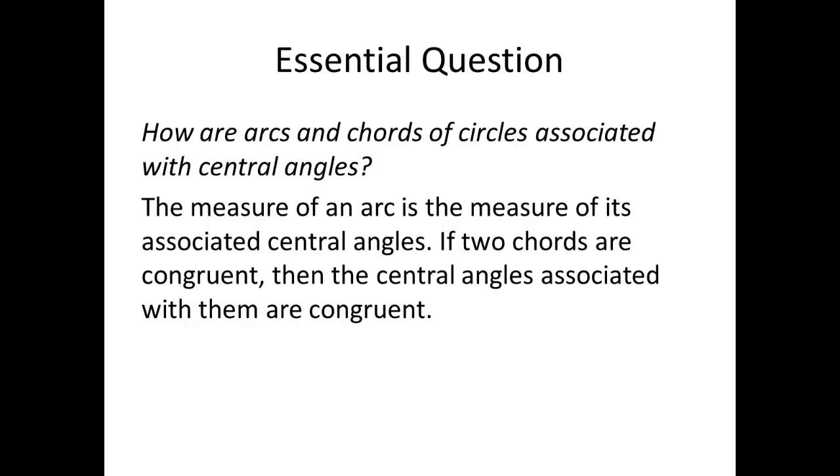Okay, so we addressed the essential question. How are arcs and chords of circles associated with central angles? Well, the measure of an arc is just the measure of its associated central angle. If two chords are congruent, then the central angles associated with them are also congruent. We're going to see this in class. We didn't talk about it during these online notes, but we're going to do an experiment during class that will show that if two chords are congruent, then the central angles that are associated with them are also congruent.